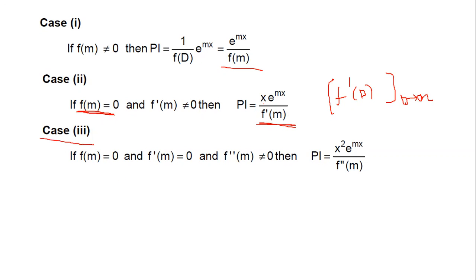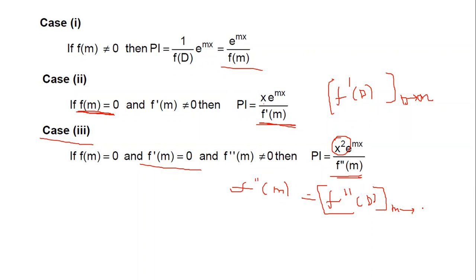See case 3. If f dash of m equals 0, then you have to go for f double dash of m. In the numerator, once again multiply with x, then differentiate with respect to D in the denominator and then substitute D equal to m. What is f double dash of m here? F double dash of m means f double dash of D, where D tends to m.